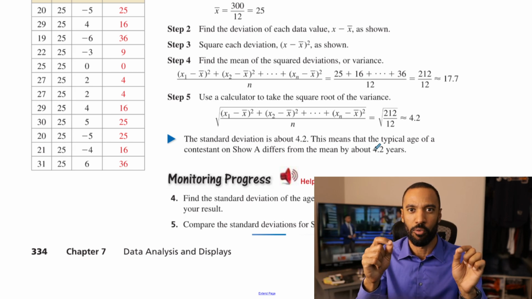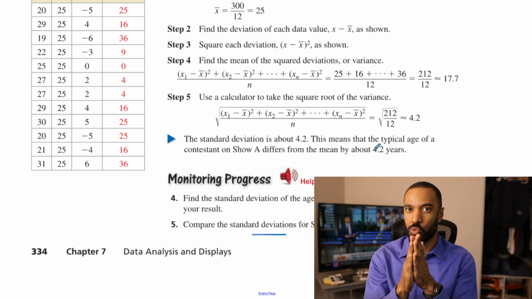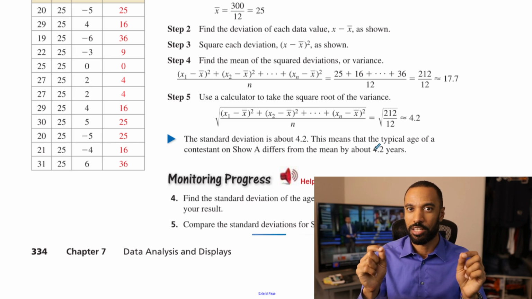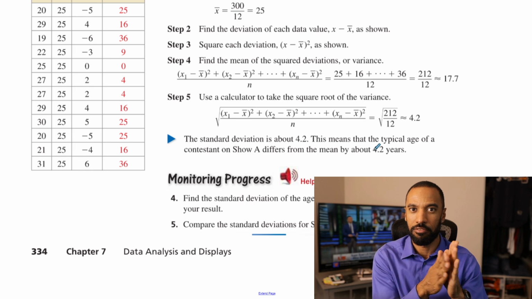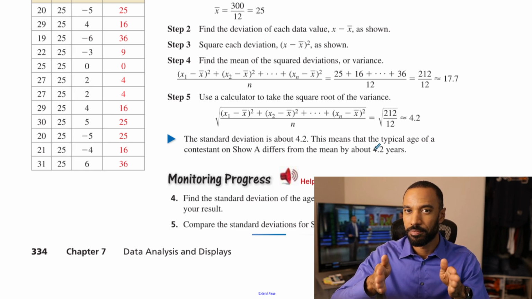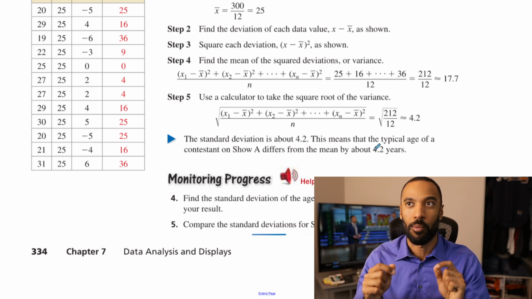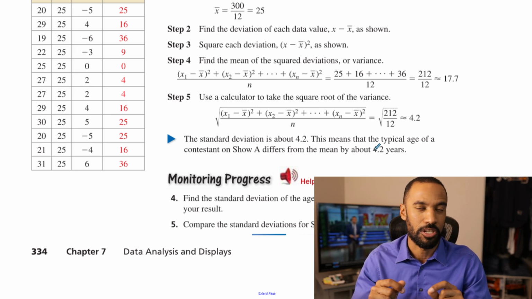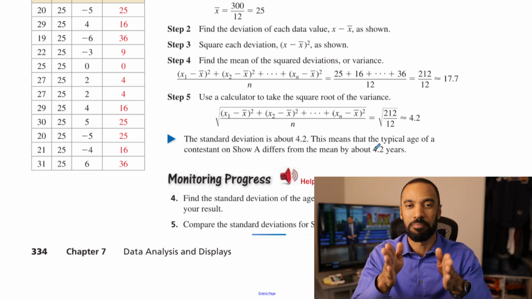If you add or subtract 4 years from the mean, if the mean is 25 years, it means the majority of your contestants are between ages 21 and 29, because that's adding and subtracting 4 from there. Now, what's the majority? It's not much. They actually say that's 68% of them.